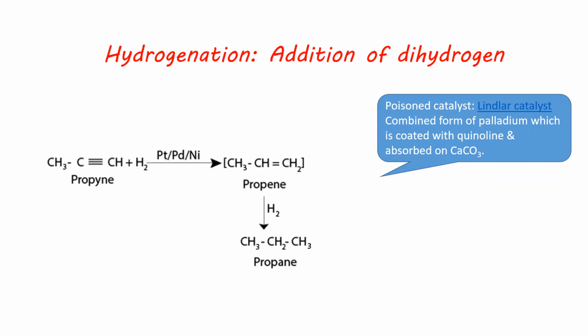This reaction can be stopped in between with the presence of the poisoned catalyst that is known as Lindlar catalyst. Now, what is Lindlar catalyst? Lindlar catalyst is the combined form of palladium which is coated with quinoline and adsorbed on calcium carbonate. This Lindlar catalyst helps us to give the intermediate product. If we want only propene, then we can use this poison catalyst. Now, what is poison catalyst? The catalyst which inhibits the rate of reaction.